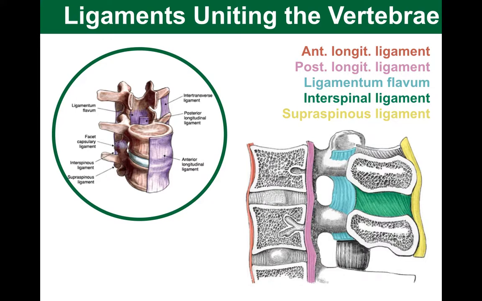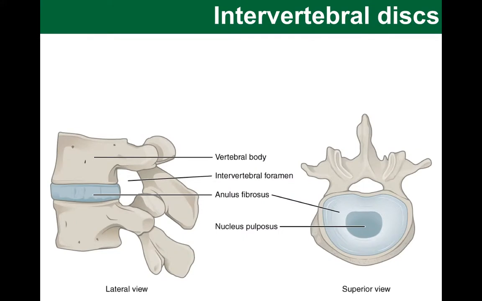I included this slide as I wanted to highlight that the vertebral column is strengthened by numerous ligaments. Another structure that we should talk about regarding the vertebral column is the fibrocartilage discs in between the vertebrae. These are cushion-like pads that allow a greater range of mobility.